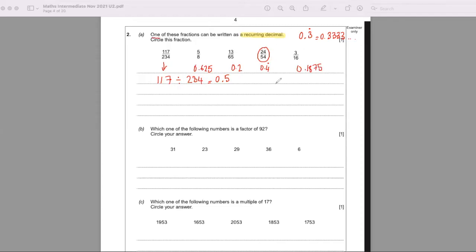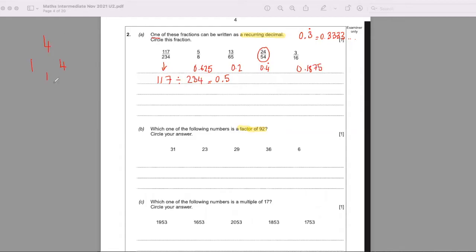B. Which one of the following numbers is a factor of 92? So what is a factor? Let's try to recall this definition first. A factor of a number is basically a number that divides into it exactly. In other words, if I say, what are the factors of 4? You know it would be 1 and 4, because 1 times 4 gives you 4.